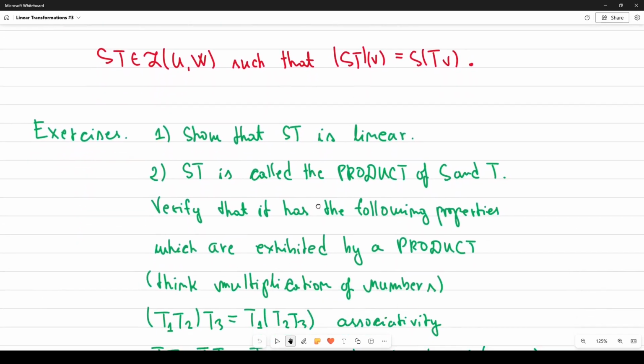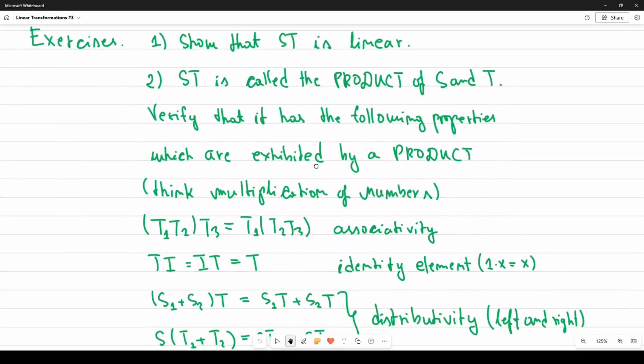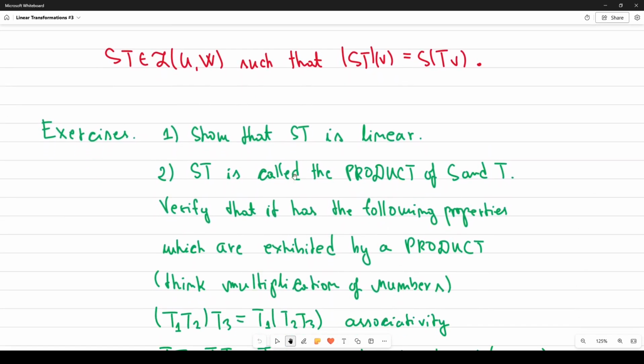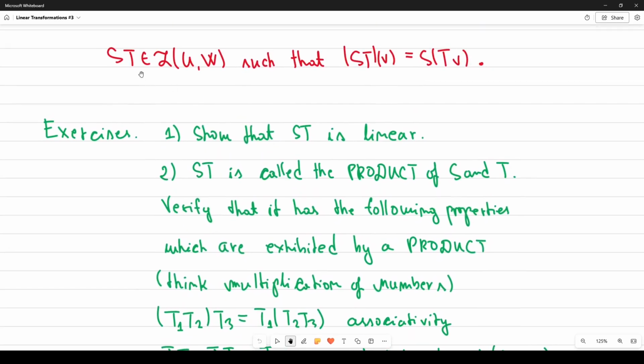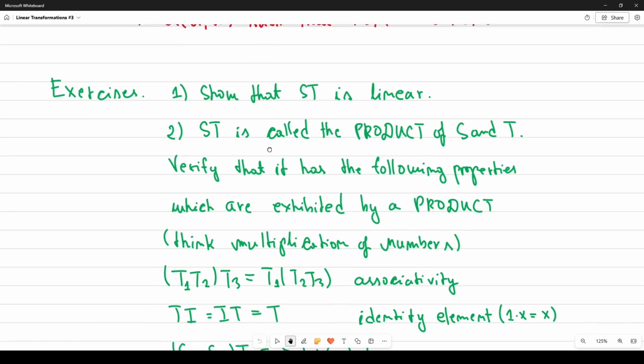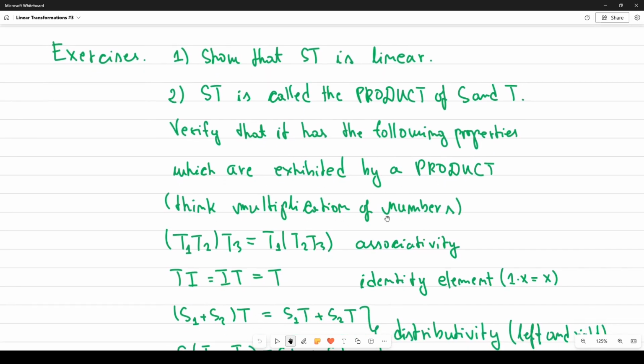And here are some exercises for you to do to show that this thingy has some of the properties of multiplication. First of all, show that S times T, again function composition, the composition of two linear transformations, is linear. And second, S times T is called the product of S and T. To motivate the name of the product, verify that it has the following properties which are exhibited by a product. So again, think multiplication of numbers.